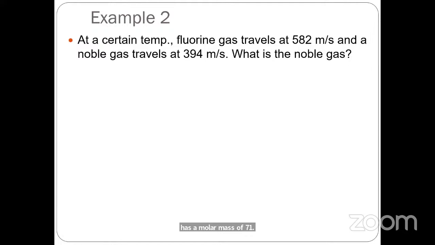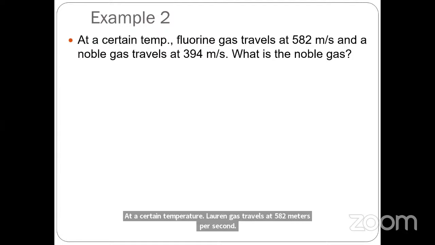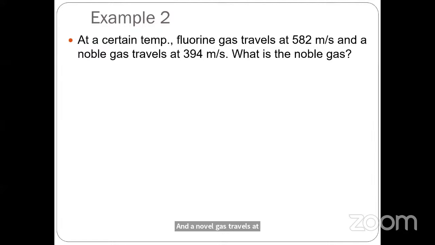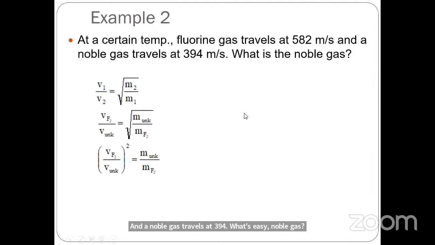And then the last question we shall take for the day. At a certain temperature, chlorine gas travels at 582 meters per second, and a noble gas travels at 394 meters per second. What is the noble gas? We write our formula. V1 over V2 equals the square root of M2 over M1, sorry.